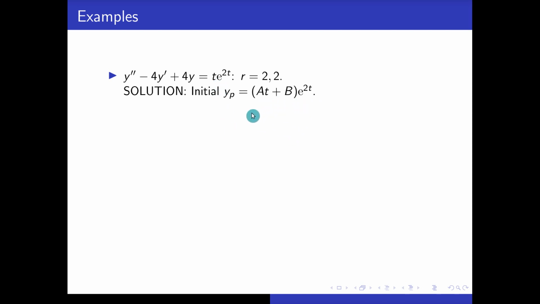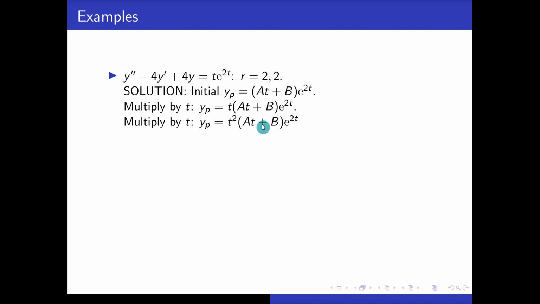So if we multiply by t, does that fix everything? So now we have t squared e to the 2t and t e to the 2t as two functions. But that t e to the 2t is still part of the homogeneous part of the solution. So in this case, we had to multiply by t squared. So now we have t cubed e to the 2t, t squared e to the 2t. Neither of those are part of the homogeneous solution. So therefore, that's our final guess.